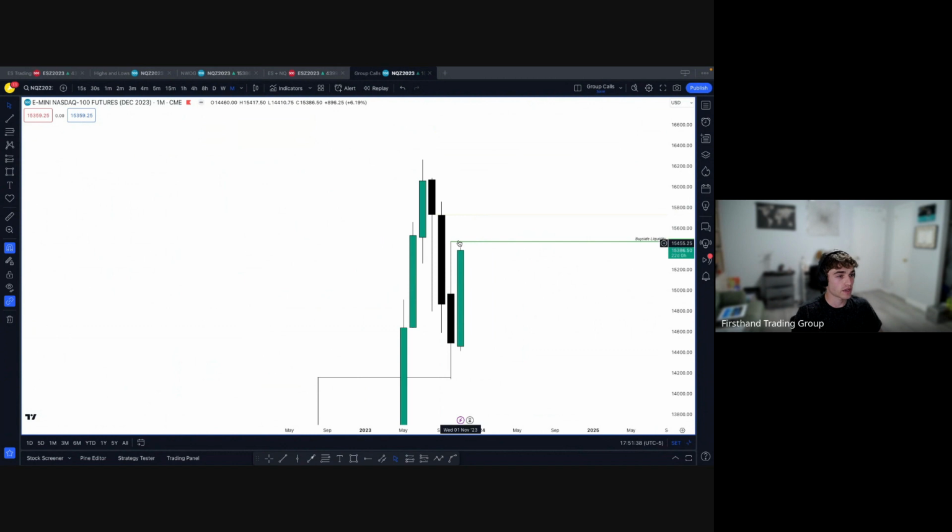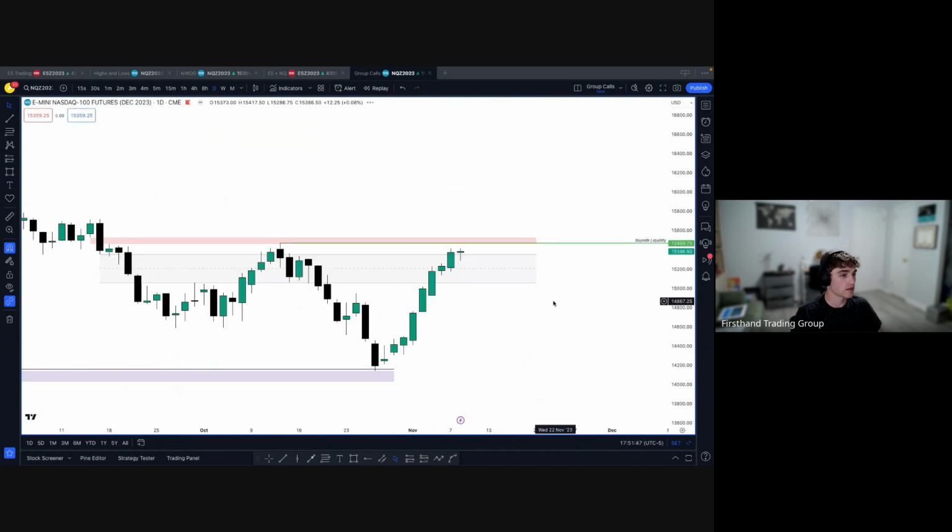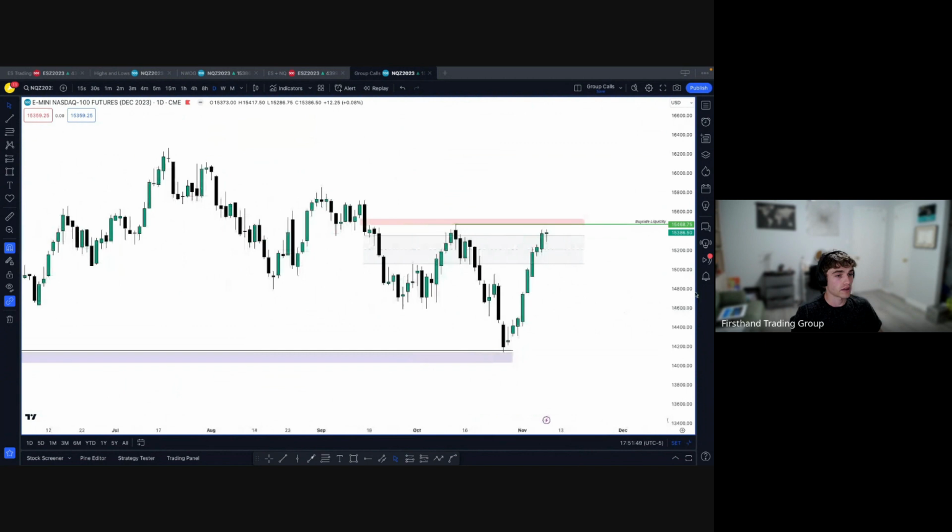And then back on the monthly chart real quick. If we do get really extended above that, there's a volume imbalance here on the monthly chart that you could look for price to return to up there. Still a ways away, but possible area to reach for.